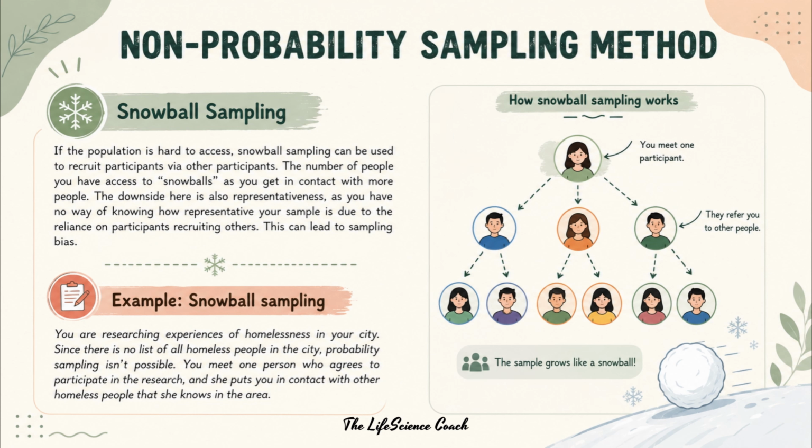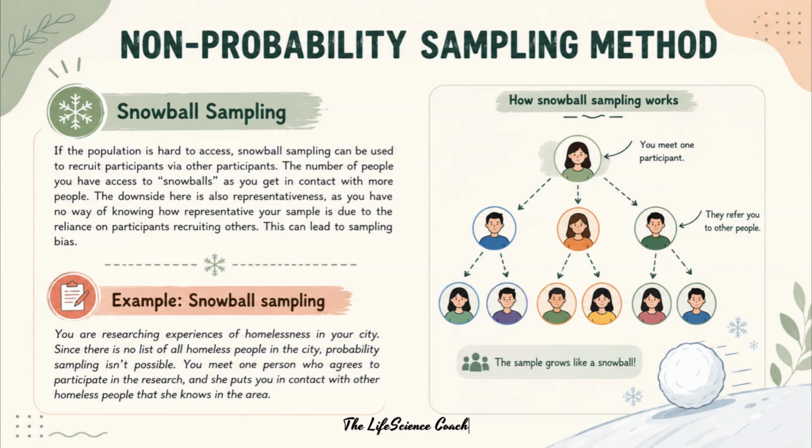Snowball sampling is a type of non-probability sampling used when the target population is difficult to find or contact. In this method, existing participants help the researcher recruit more participants. Why is it called snowball? The sample size keeps growing like a snowball rolling downhill. Features of snowball sampling: used for hard-to-reach populations. Participants refer other participants.